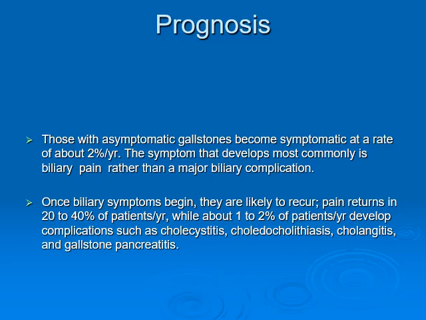The prognosis: those with asymptomatic gallstones become symptomatic at a rate of about 2% per year. The symptom that develops most commonly is biliary pain rather than a major biliary complication. Once biliary symptoms begin, they are likely to recur. Pain returns in about 20 to 40% of patients, while about 1 to 2% of patients usually develop complications, or what we call gallbladder catastrophe, such as cholecystitis, choledocholithiasis, cholangitis, and gallstone pancreatitis.